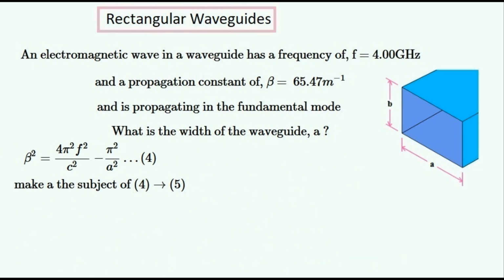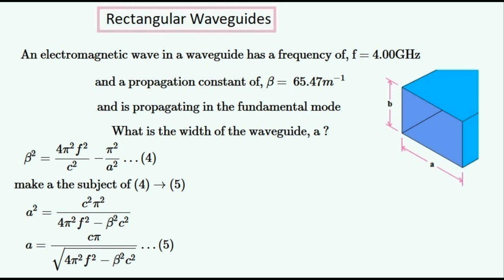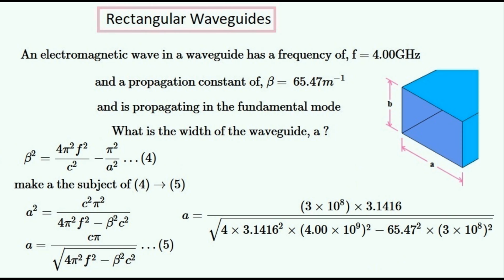We have to manipulate this equation to make A into the subject of it. So here A squared is the subject of this equation. Square rooting both sides gives us the equation we need, which is A as a function of beta and F, and all the other terms are constants, and the number 4. Now we can plug all of the numbers into this equation, which gives us this solution for A in meters, and A can be expressed in centimeters.